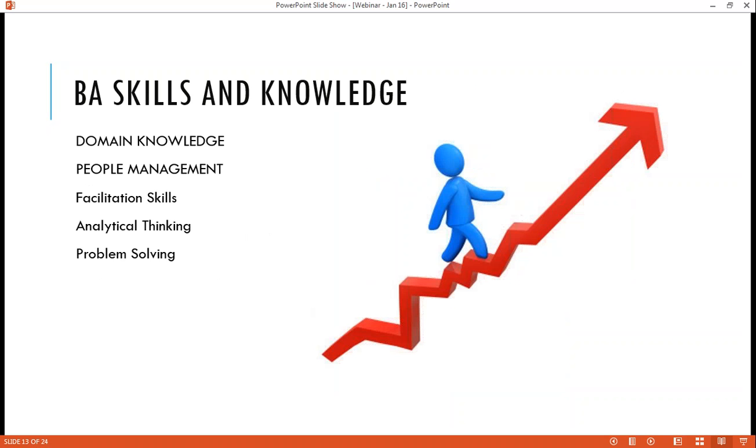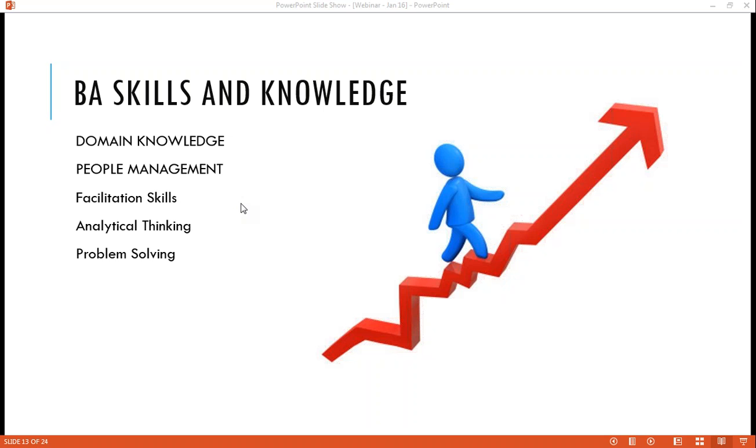What are the skills and knowledge that you're supposed to have as a BA? The first thing is the domain knowledge and people management. And why I have them in capital letters is because they are really important. Everything else is secondary. You can be a facilitator, you can be an analytical thinker, you can be a problem solver. Everybody can be that. But domain knowledge is what will differentiate you from a regular BA to a good BA. You have to get the domain knowledge.